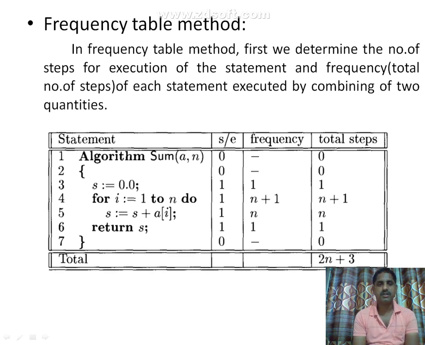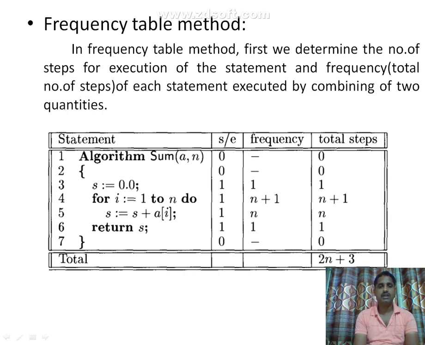Next, the frequency table method. In the frequency table method, first we determine the number of steps for execution of each statement, and the frequency of each statement's execution, then combine the two quantities. For example, algorithm Sum(a, n): s = 0 initialization, for i = 1 to n, then s = s + a[i], and return s. Here we have steps per execution, frequency, and total number of steps. The steps per execution, s/e, and the frequency tell how many times that step will be executed.